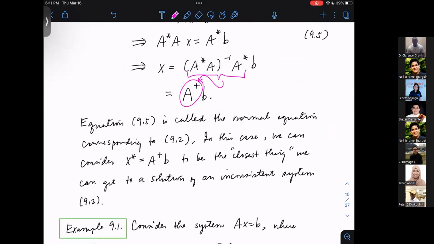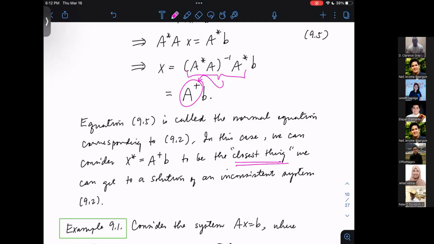Now, I mentioned here that this is the closest thing that we can get to a solution of an inconsistent, overdetermined, or underdetermined system. Right? So I guess that's too much of theory, but those are all the things that we will need for the pseudo-inverse. Any questions that you might have about the theory? Or you don't care about the theory for now, because we are just after using these to solve big and thin matrices, right?